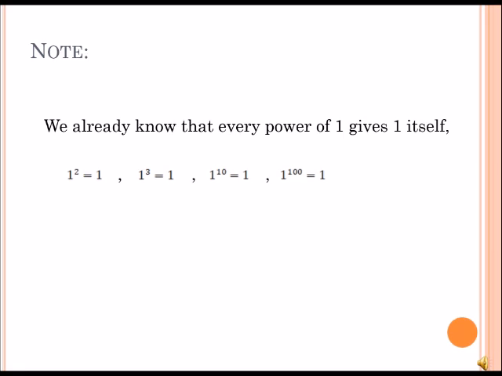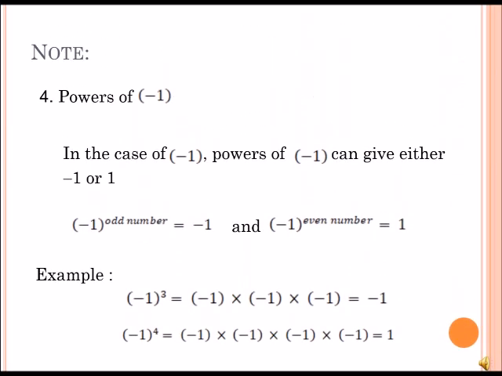We already know that every power of 1 gives 1 itself. 1 square is equal to 1. 1 cube is equal to 1. 1 raised to the power 10 is equal to 1. 1 raised to the power 100 is equal to 1. It means if you multiply 1 any number of times, the answer is always equal to 1.